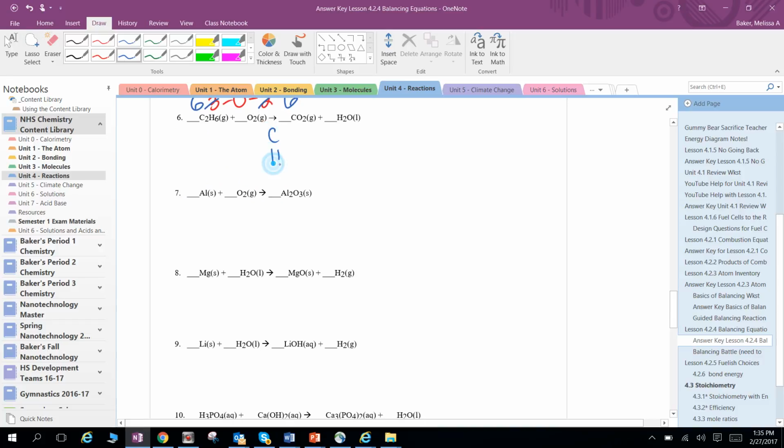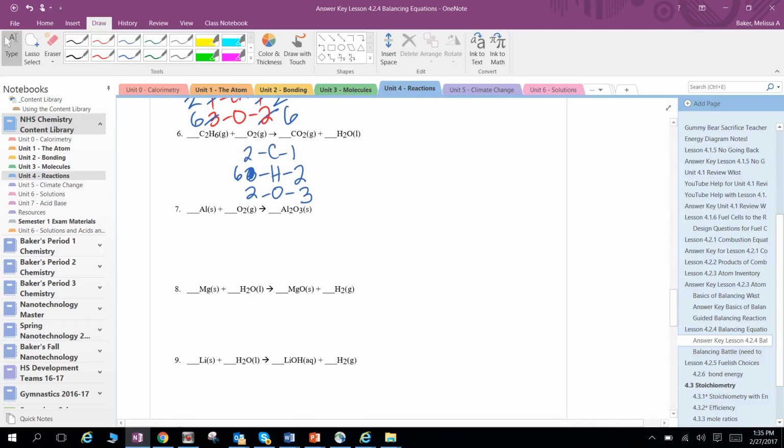Remember, if it's only carbons, hydrogens, and oxygens, you're supposed to balance in that order. I've got 2 carbons on the left, only 1 on the right, 3 hydrogens on the left, 2 on the right. Oops, I meant 6. I've got 2 oxygens on the left and 3 on the right. So let's start with the carbons.